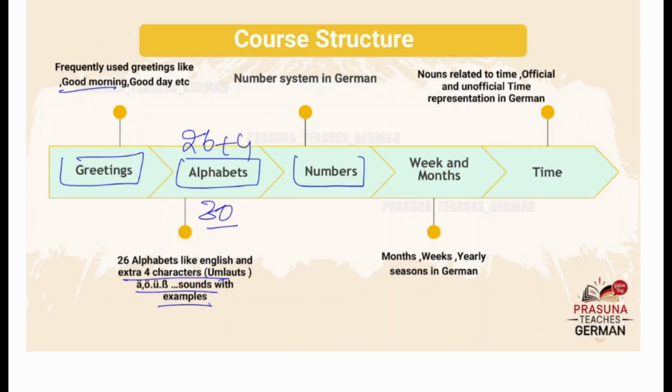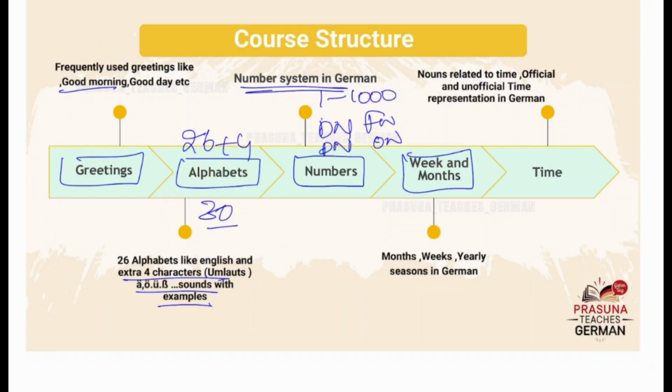The next module we are going to discuss is the numbers. We not only cover numbers from 0 to 1000, we even cover the decimal number system, the percentage representation, the fractional number system and the ordinal number system. So the complete number system in German we are going to cover. The next is weeks and months: how to represent the weeks and months in German. We are going to discuss that in this weeks and months module.